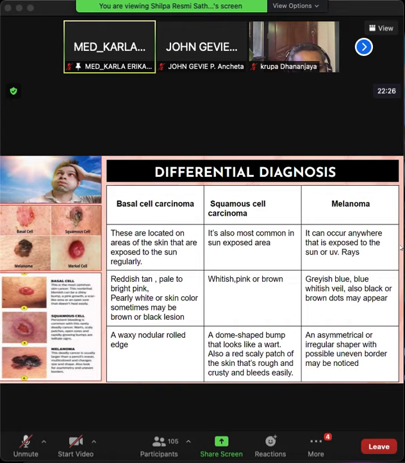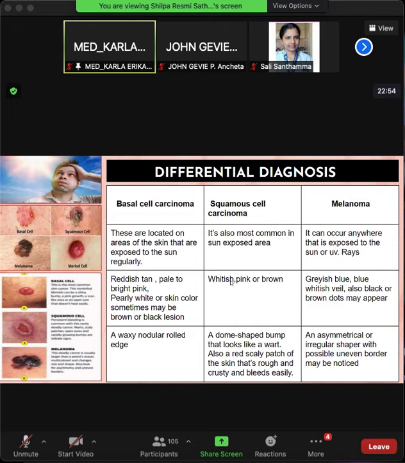The first one is basal cell carcinoma, which is reddish tan and pale to bright pink, pearly white or skin colored, as you can see in the picture. Sometimes it may be brown, and black lesions may appear. In squamous cell carcinoma, whitish pink or brown may appear. In melanoma, grayish blue, bluish white veil, and black or brown dots may also appear.